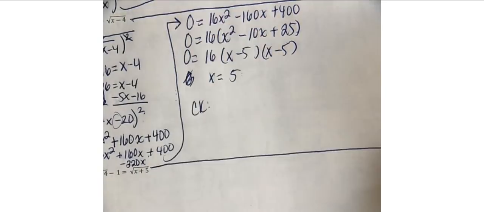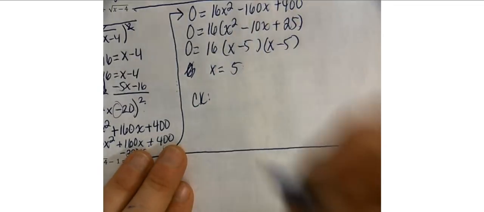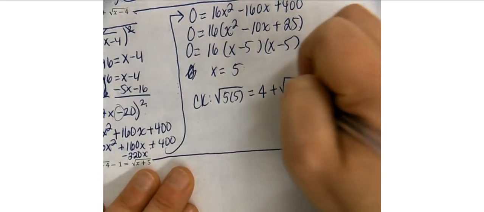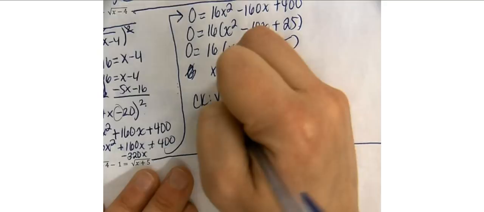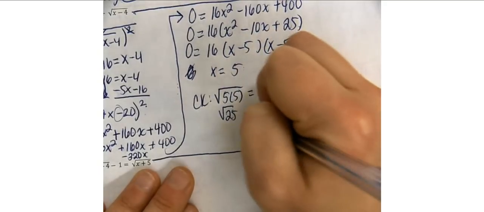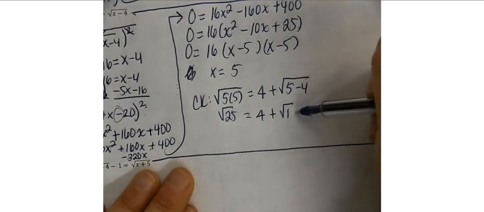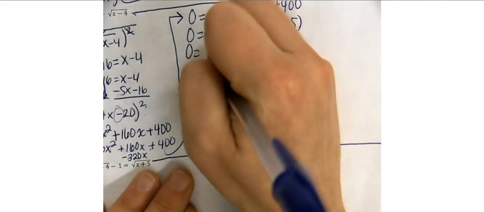So I'm going to check x equals 5 back into the original problem. So I have the square root of 5 times 5. Is that equal to 4 plus the square root of 5 minus 4? Is the square root of 25 equal to 4 plus the square root of 1? 4 plus 1 is certainly 5. So we know that x equals 5 is our answer.